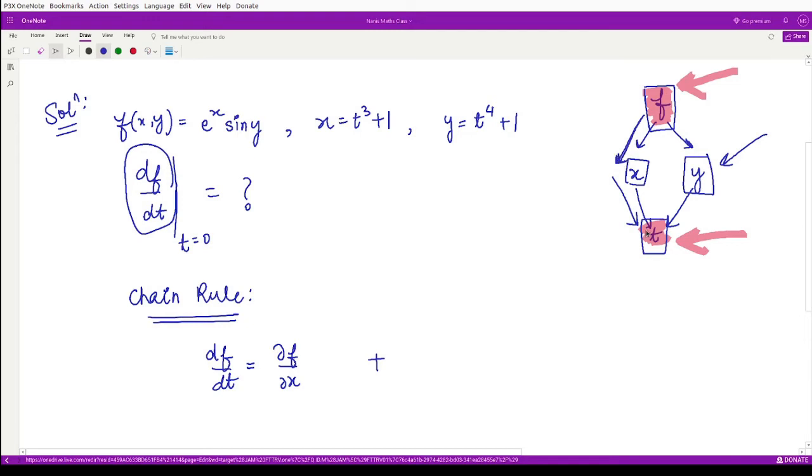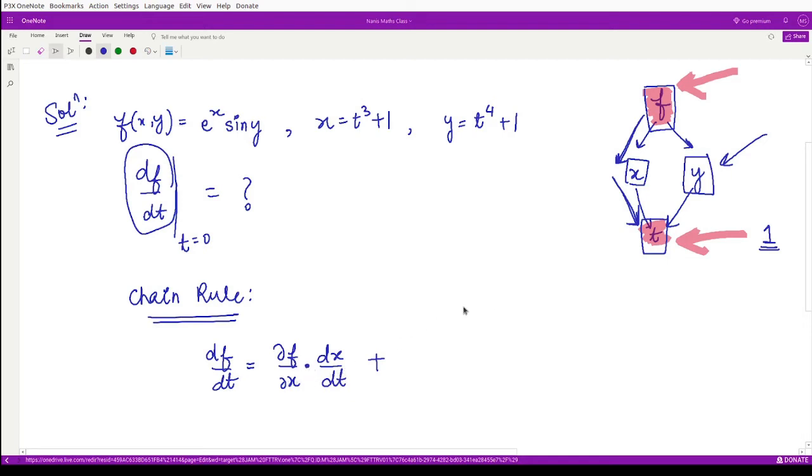In order to reach t, you also have to go from x to t. So you have to take the derivative of x with respect to t, and we have to multiply these things. Now this is not a partial derivative, because the independent variable t is only one at this particular level. So we will write the complete derivative of x with respect to t, and we will multiply these two quantities.